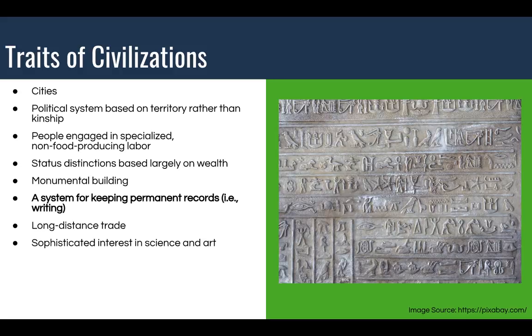Another thing we see is a writing system or a system for keeping permanent records. In Egypt, this was hieroglyphs. In Mesopotamia, it was cuneiform. Chinese characters developed in China, but some way of keeping track of the amount of trade that was going on, and oftentimes keeping track of important religious tenets or observances.